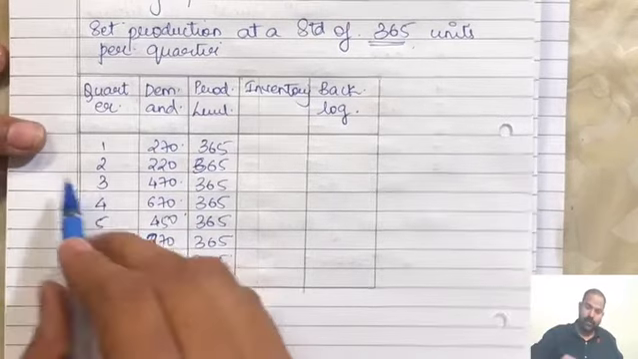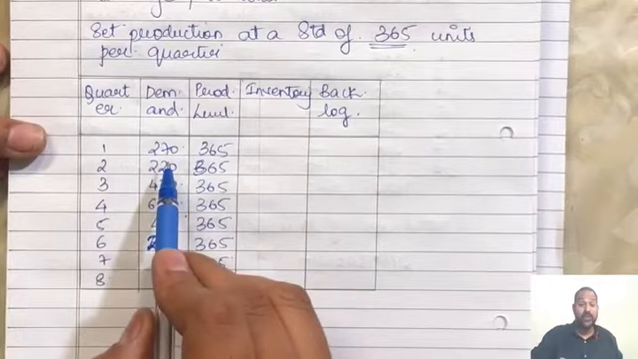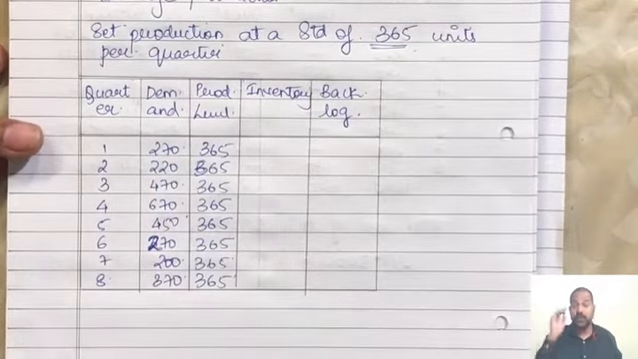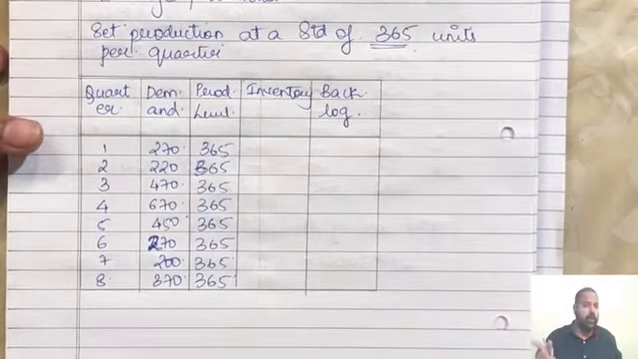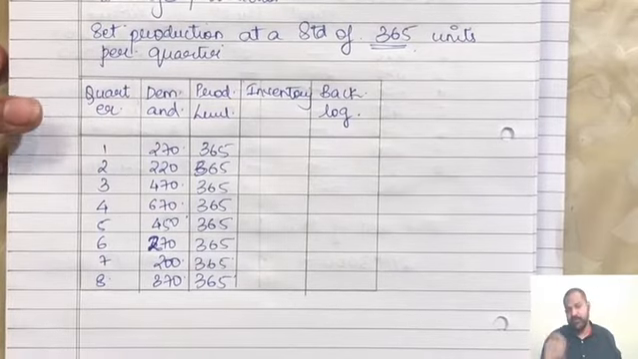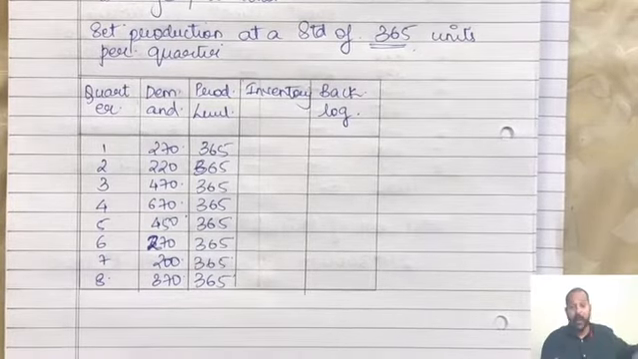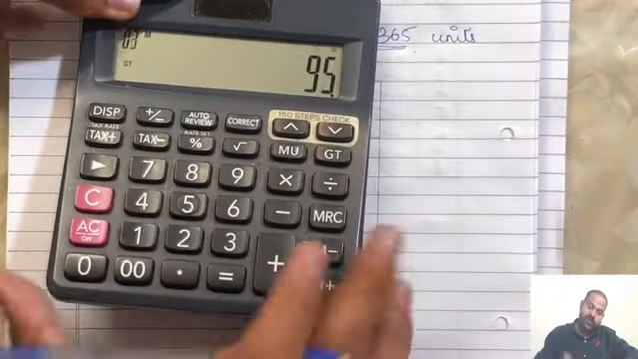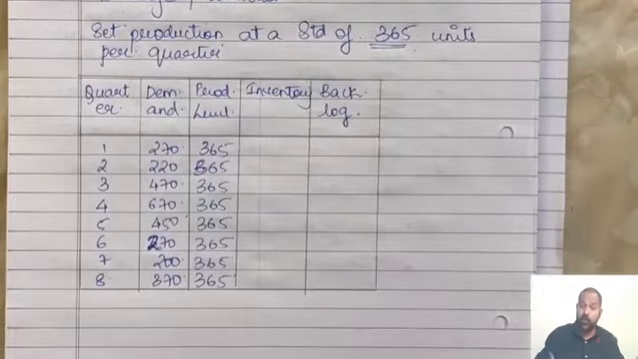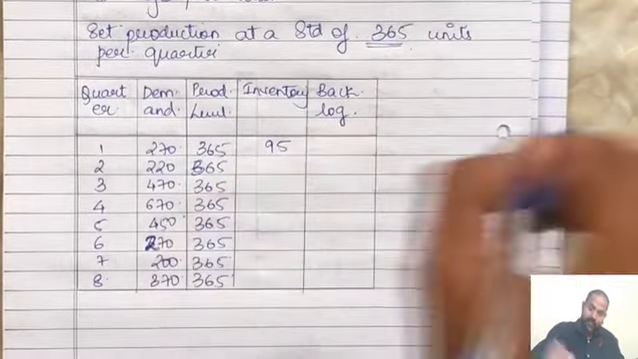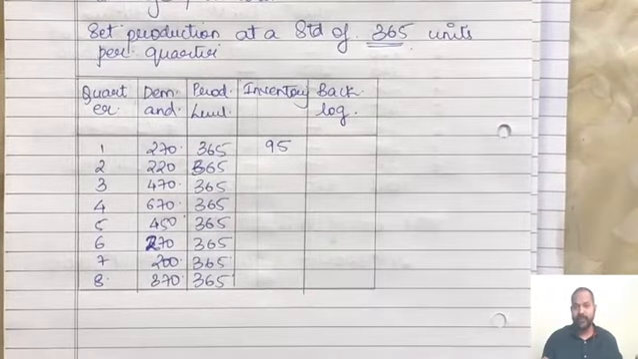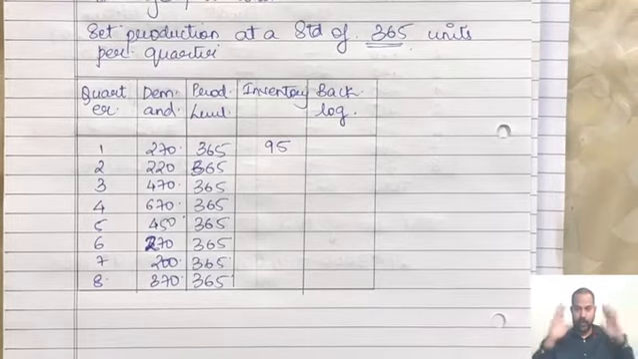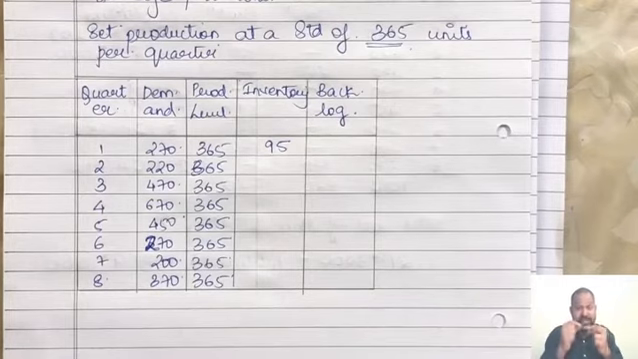Let's begin then. First period, demand is 270. How much are you producing? 365. Is it more than required or less than required? Definitely more than what is required. How much more? Well, it is 365 minus 270 is 95 units more. Then these 95 will go into an inventory. Is that clear? I hope everybody has understood this, because from the next period onwards, a little calculation will change.